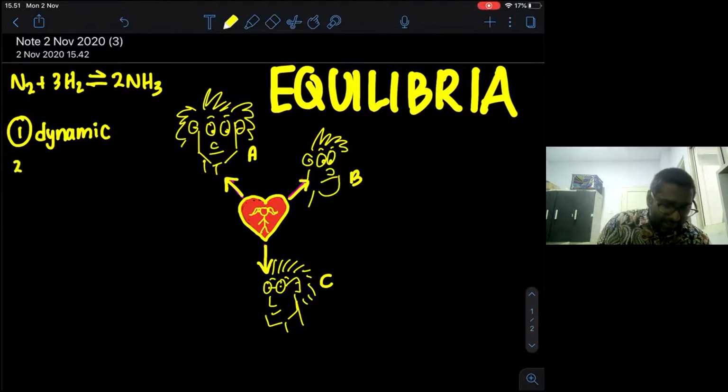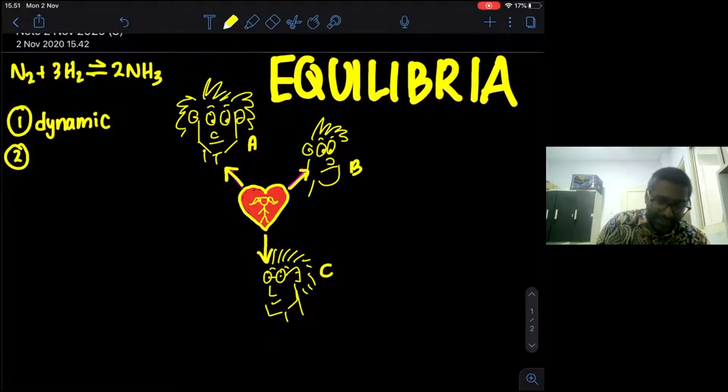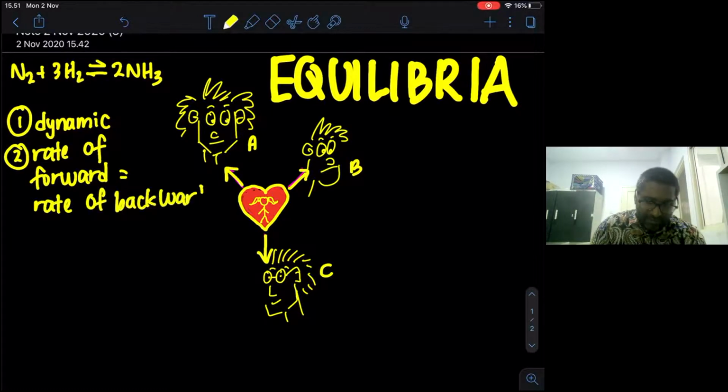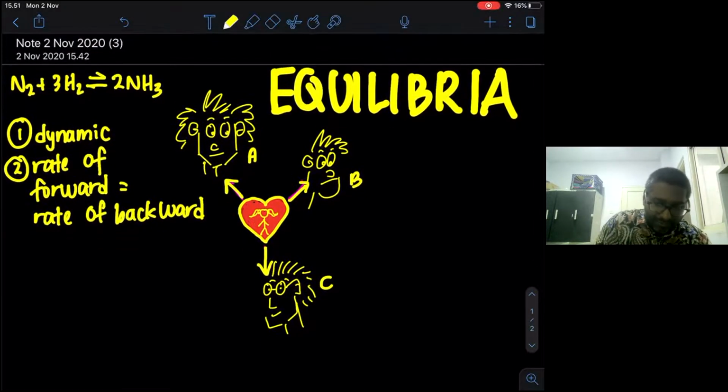The second criterion is the rate of forward reaction. The rate of forward reaction is the same as the rate of reverse reaction, or backward reaction. So this is a reversible reaction, for example: the rate of converting nitrogen and hydrogen to ammonia is the same as the rate of converting ammonia to nitrogen and hydrogen. So the rate is the same.